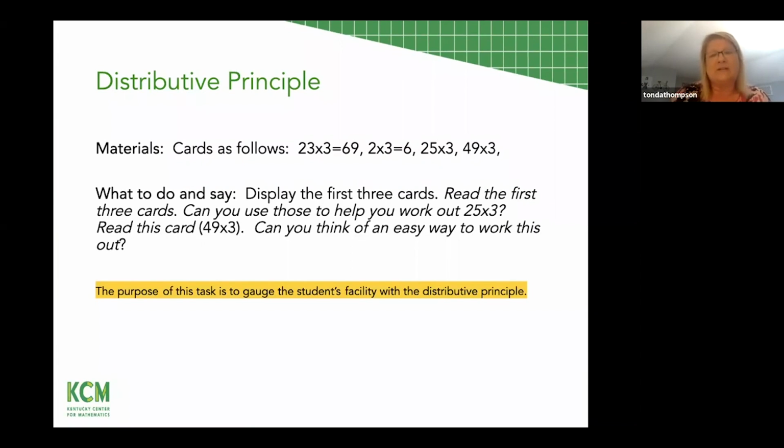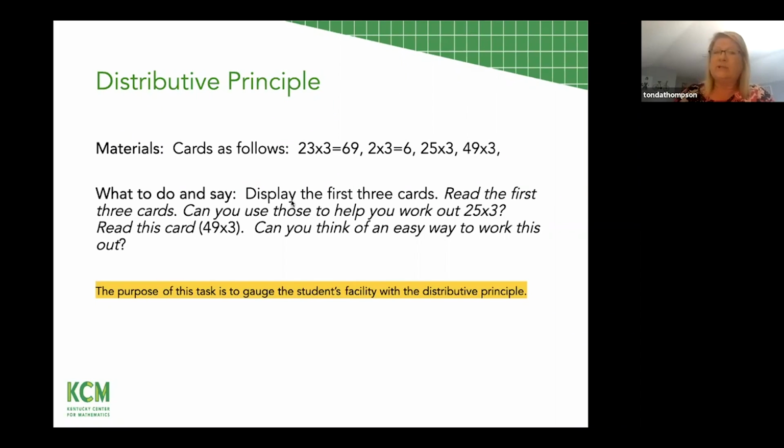But one of the most important ones, that I think our kids sometimes have struggles with, and maybe our teachers have struggles with, is how do we introduce the distributive property. He refers to it as the distributive principle. So here is one of his tasks, and let me see if I can minimize that just a little bit. Okay. This is one of the assessment tasks that came from the Red Book, and it's checking to see how well they can use the distributive property principle in working multiplication. If you notice, there are cards, and it tells you what to have on each of the cards. And it also gives you what to do and say.